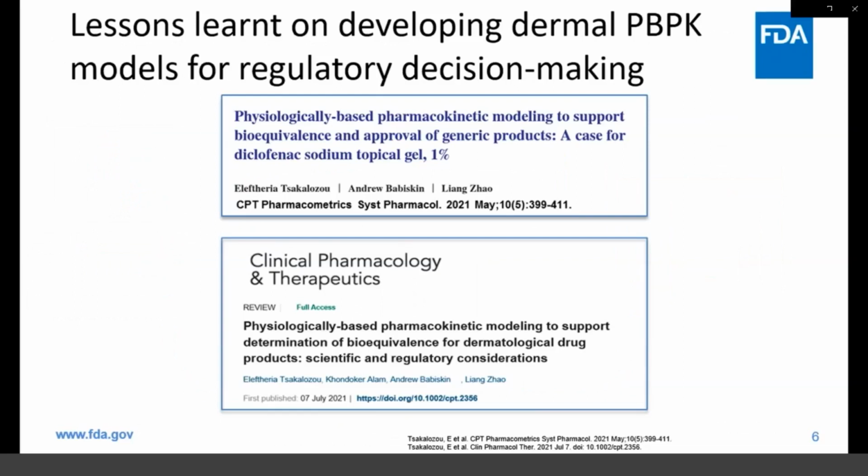As we become familiar with dermal PBPK modeling, I would like to bring to your attention two recent publications. The first one is an overview of a dermal PBPK model that was developed for diclofenac sodium topical gel 1% and was used to support the approval of an ANDA. The second publication is an overview of scientific and regulatory considerations for dermal PBPK models that are used to support regulatory decision-making.